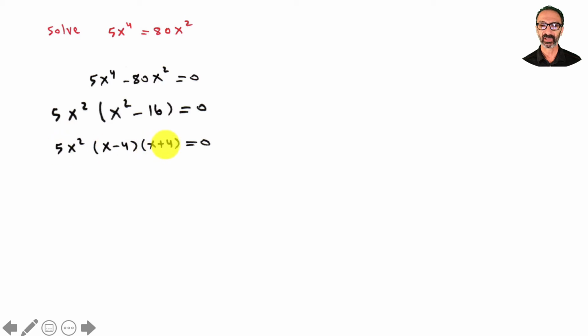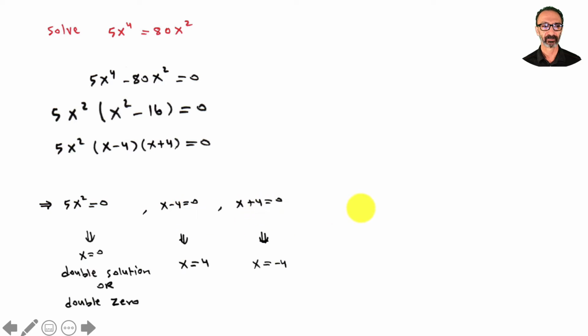Now we have 3 options. Either this is 0, or this is 0, or this is 0. That's the principle of zero products. That will give me 0, that will give me 4, that will give me -4. This right here, it's called in math double solution. In our case, it's 0, so I'm going to call it double 0.